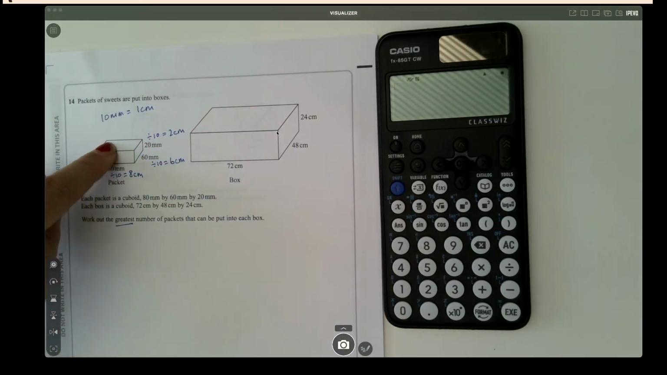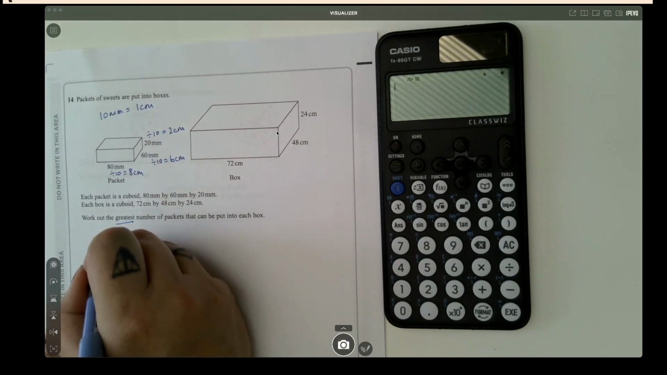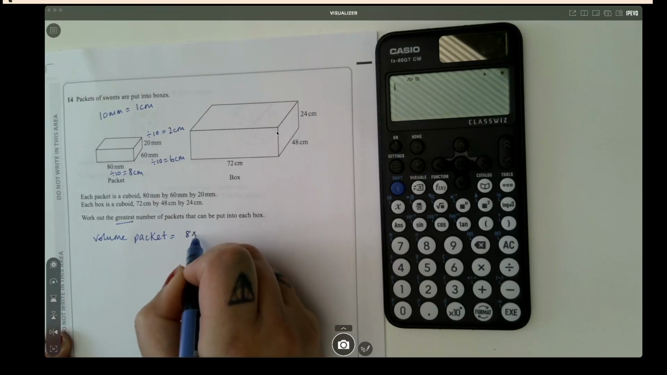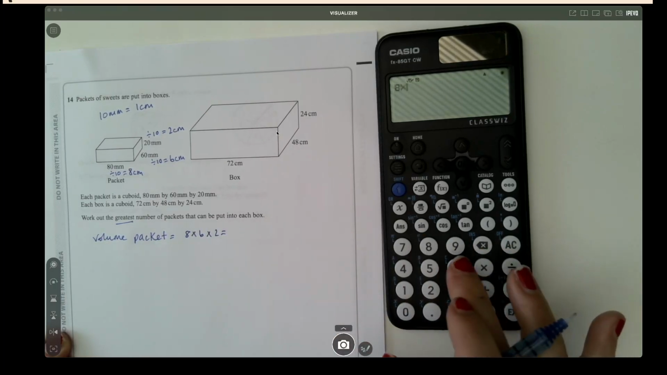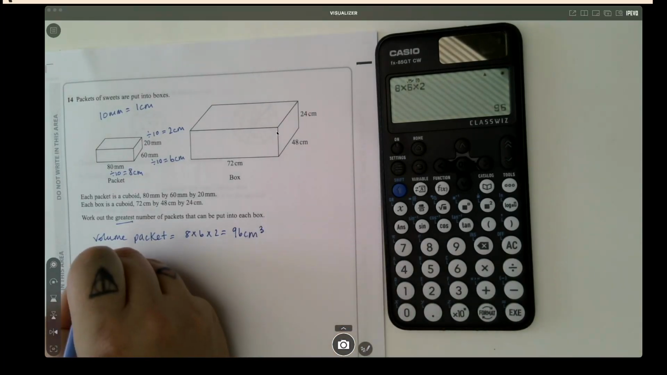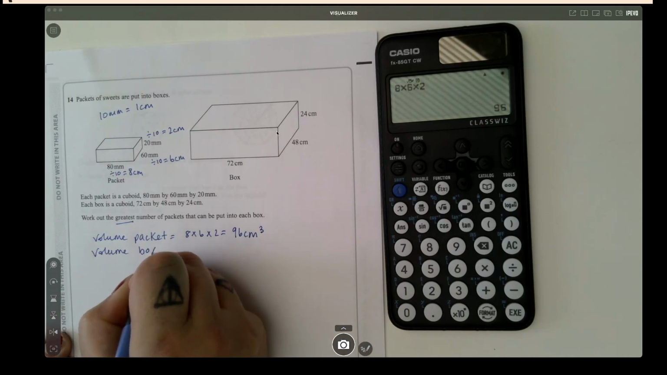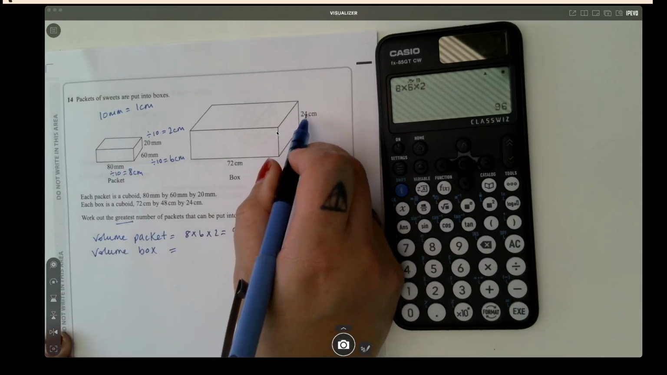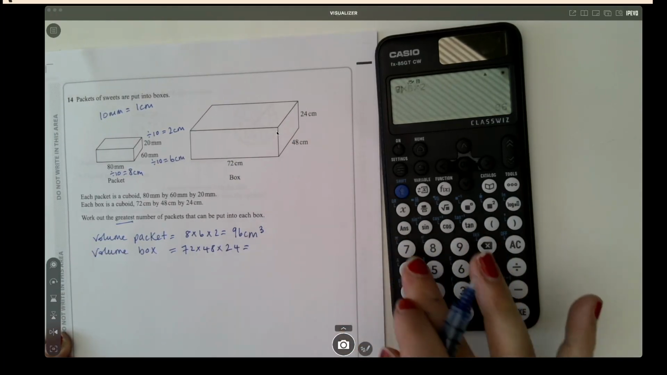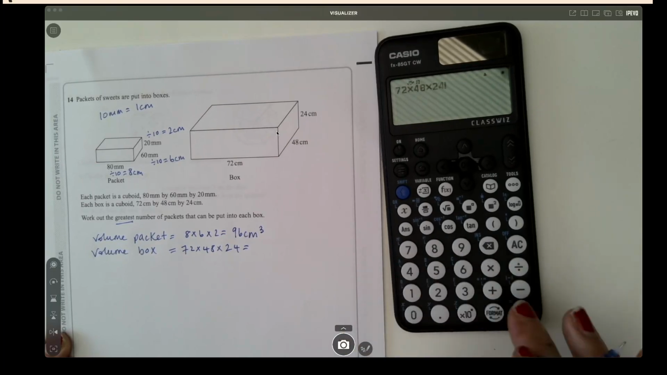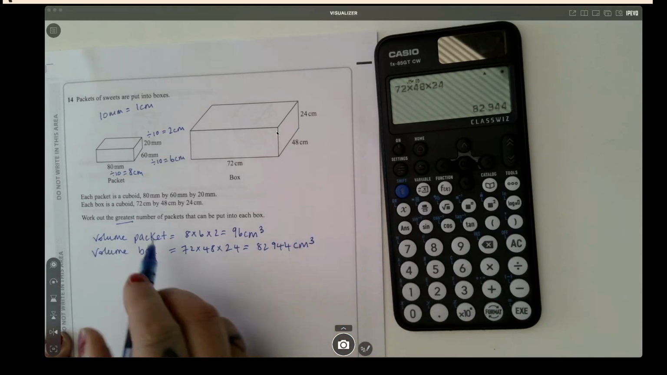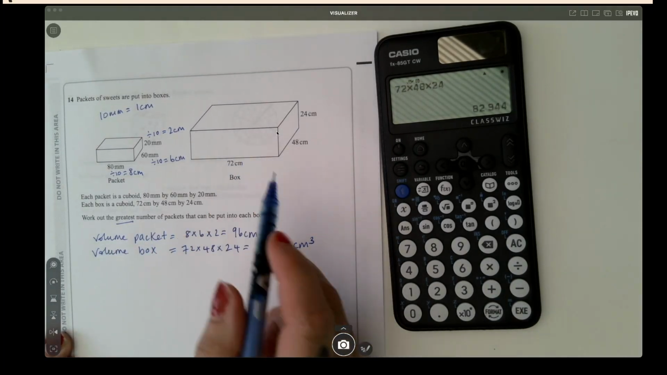So now I'm going to find the volume of each of these cuboids. The volume of the packet is 8 times 6 times 2, which is 96 centimetres cubed. The volume of the box is 72 times 48 times 24, which is 82,944 centimetres cubed.